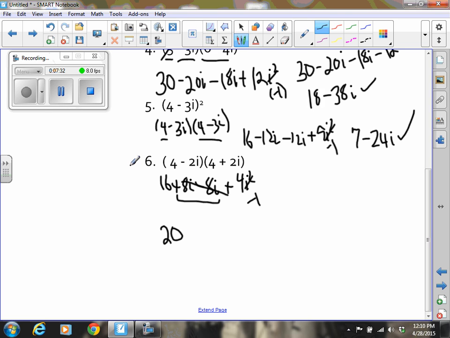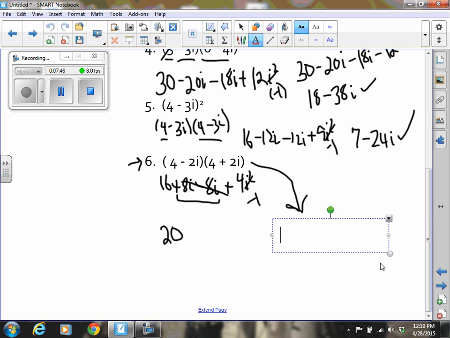So I want you to note here in this problem that we multiplied a complex number by another complex number. We ended up with a real number, and that is possible when the terms are what we call conjugates of each other. This is an important word to remember. Conjugates.